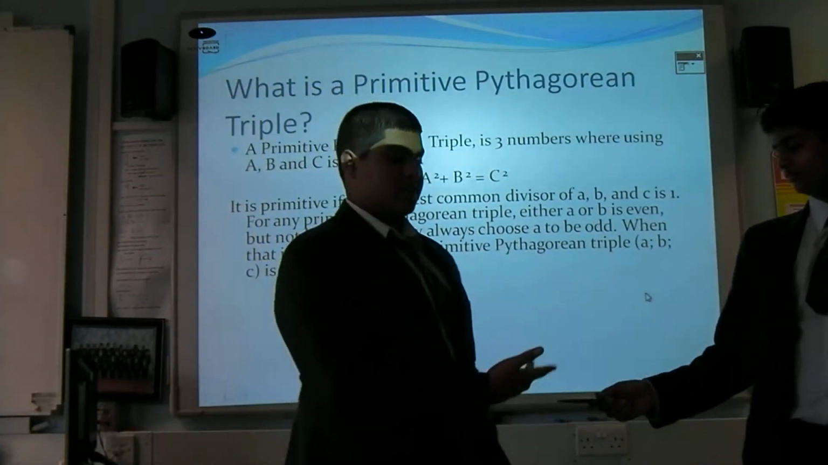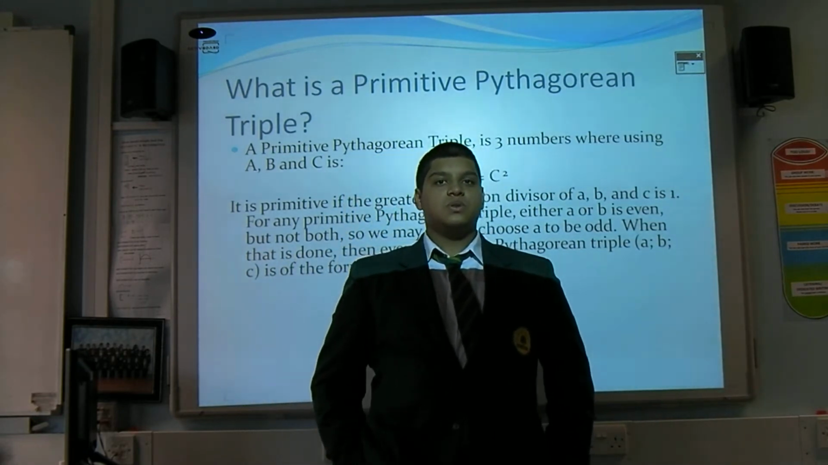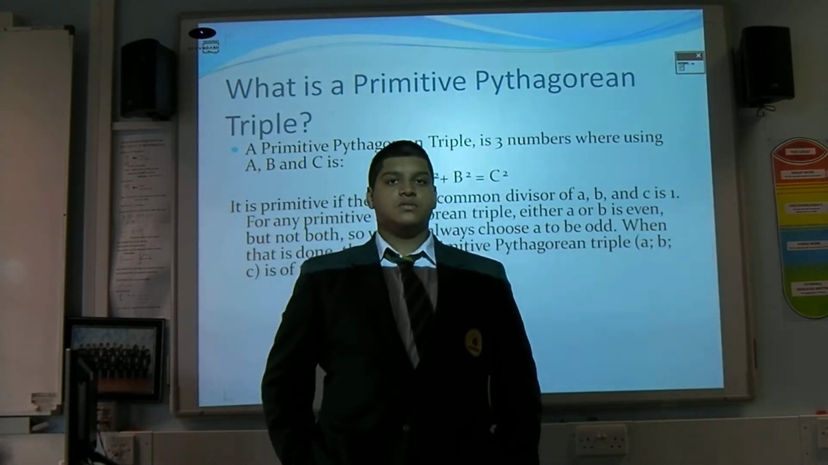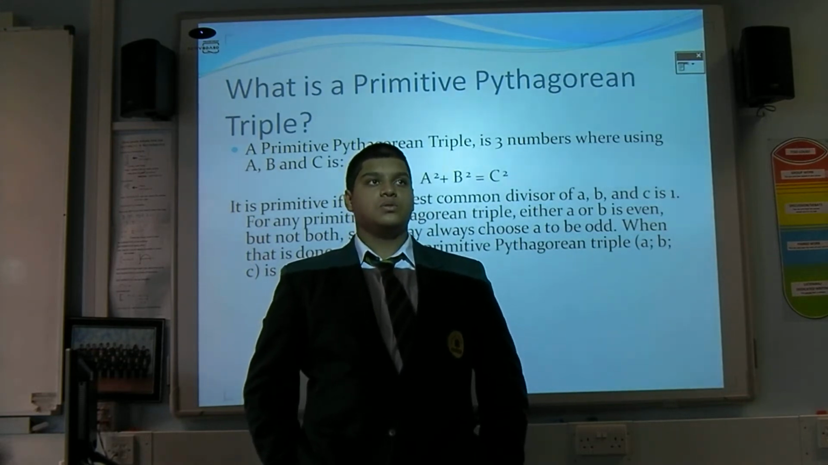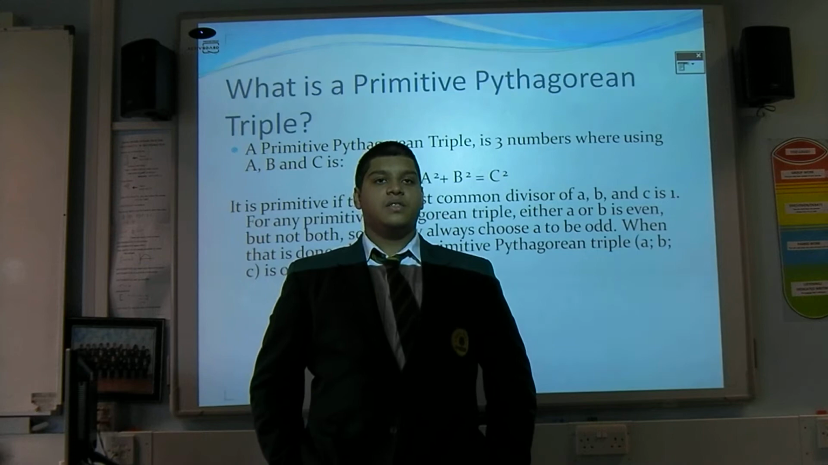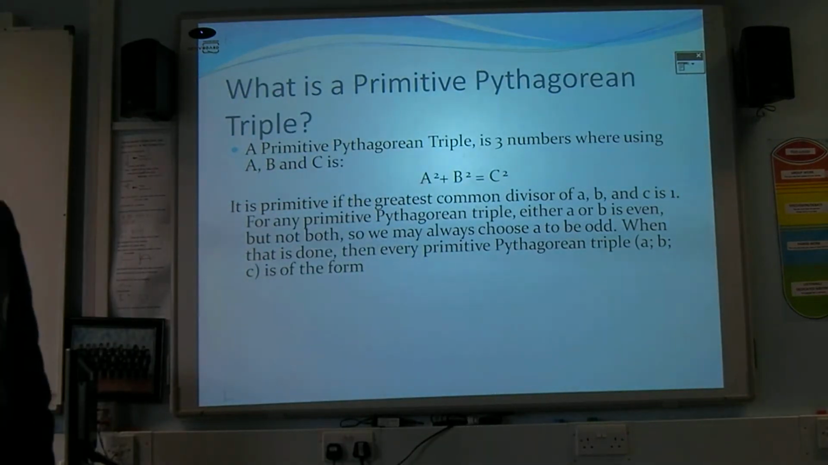What is a primitive Pythagorean triple? A primitive Pythagorean triple is when a squared plus b squared equals c squared, and there are no common factors in the equation, and they're always positive whole numbers.